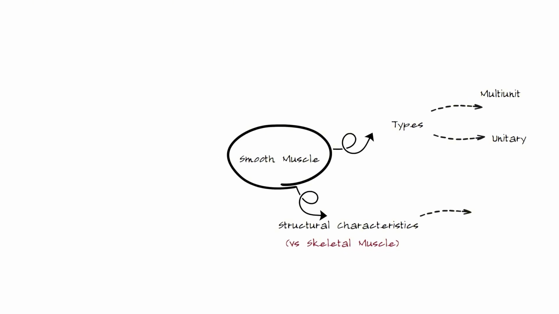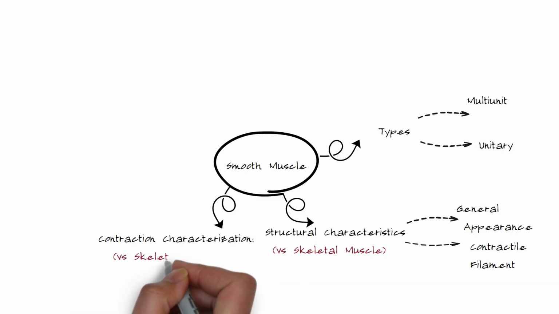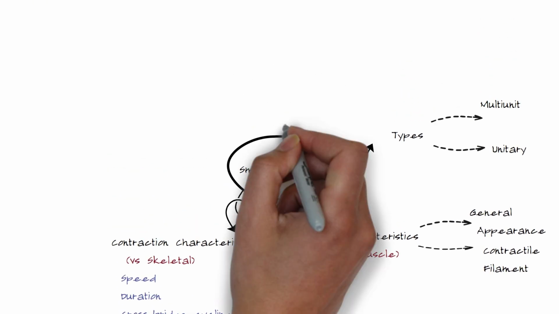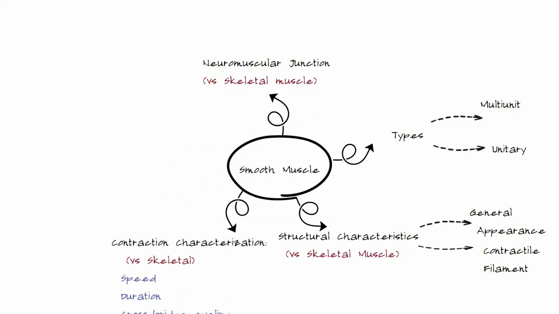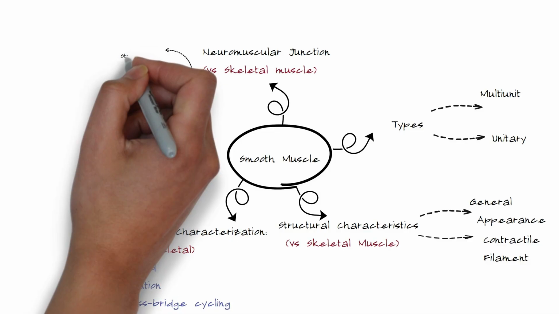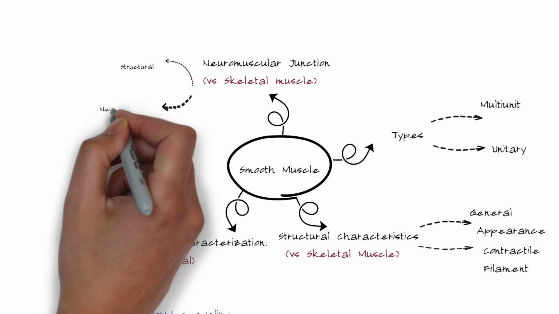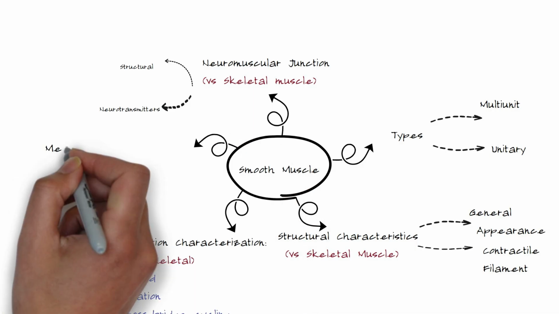And then we talked about the contraction characterization of the smooth muscle, and what the difference is between it and the skeletal muscle. We discussed the difference regarding the speed of contraction, the duration, the cross-bridge cycling, the ATPase activity, energy use, maximum force, and the relaxation onset. Then we talked about the neuromuscular junctions, the structural difference between the skeletal and smooth muscle, and the neurotransmitters which are released. Remember, in skeletal muscle acetylcholine activates, while in the smooth muscle acetylcholine or noradrenaline could activate or inhibit, and they act opposing each other.